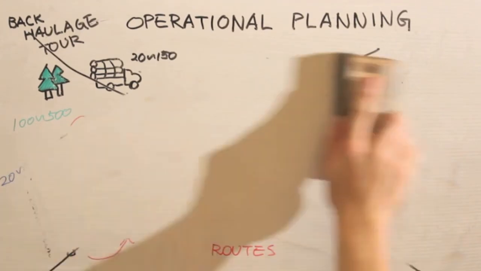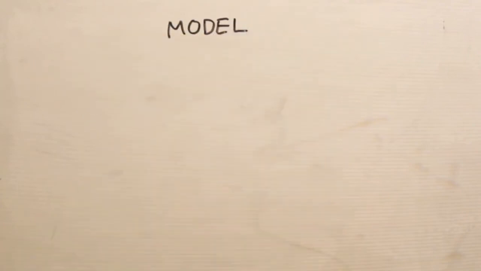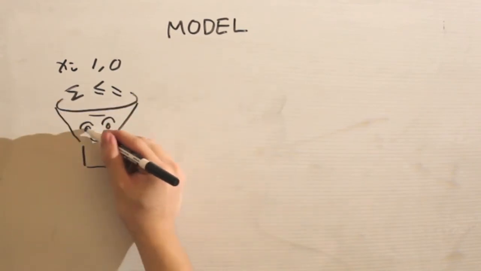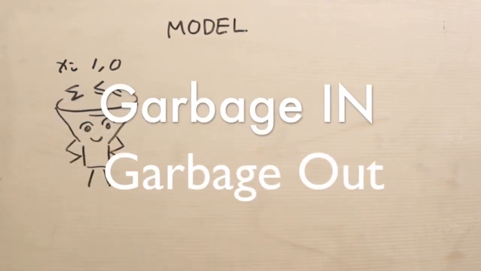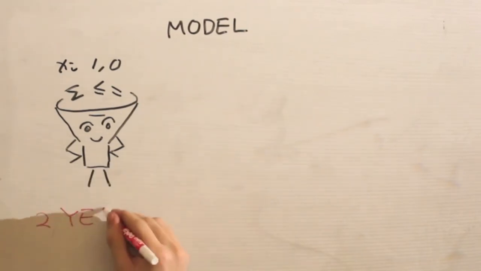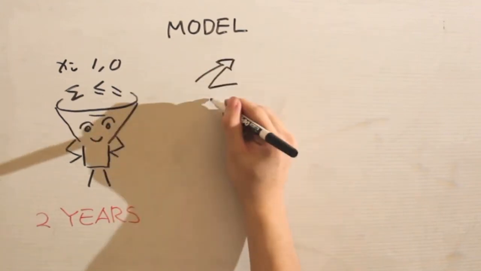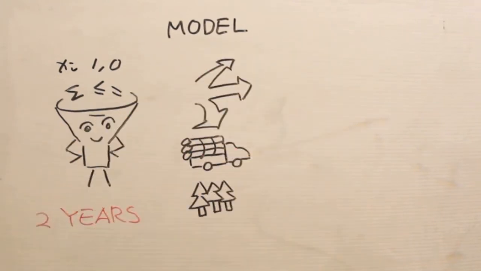This planning needs precise preparation and calculation by formulating a model. To formulate a model, first, all the relevant information and data should be collected. Remember, garbage in, garbage out. For cases like this, it normally requires 2 years or more to collect all the accurate data, like available routes and trucks, number of supply and demand points, and their restrictions.